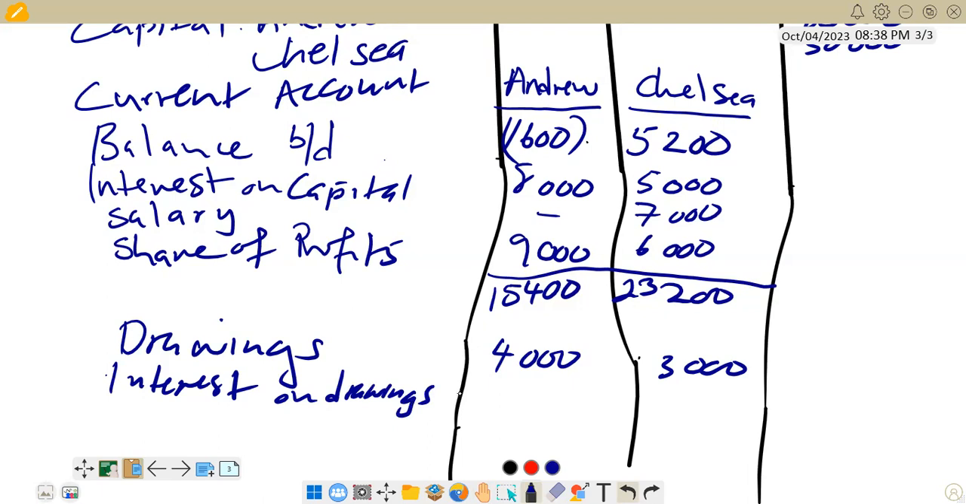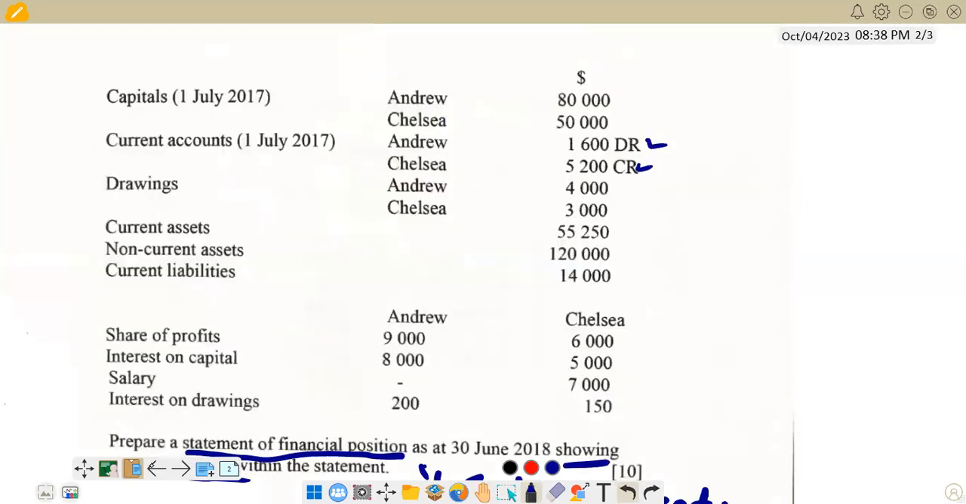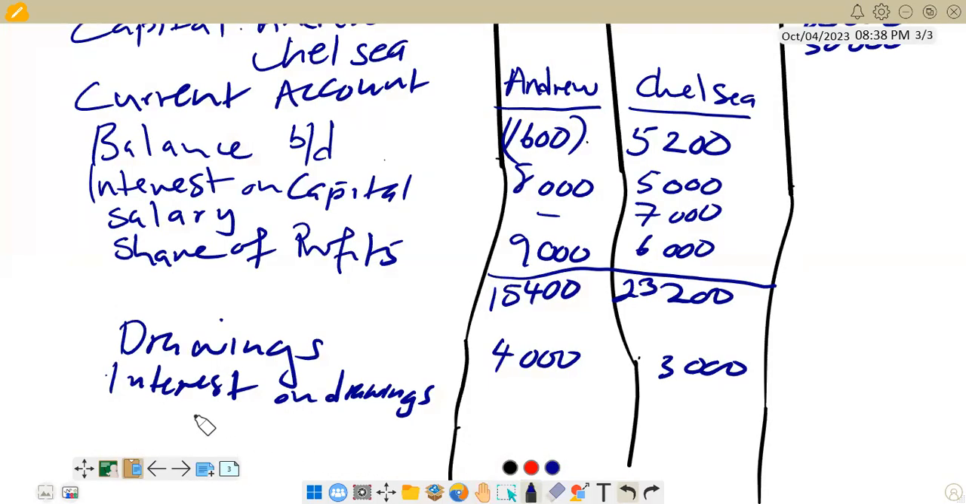So our interest on drawings, we check again in the question the figures that were given there. If you go back there, interest on drawings, you are seeing that Andrew has got 200 and Chelsea has got 150. So we go back again to enter those. Interest on drawings: Andrew has 200 and Chelsea has 150. So here we've got 200 and here we've got 150.